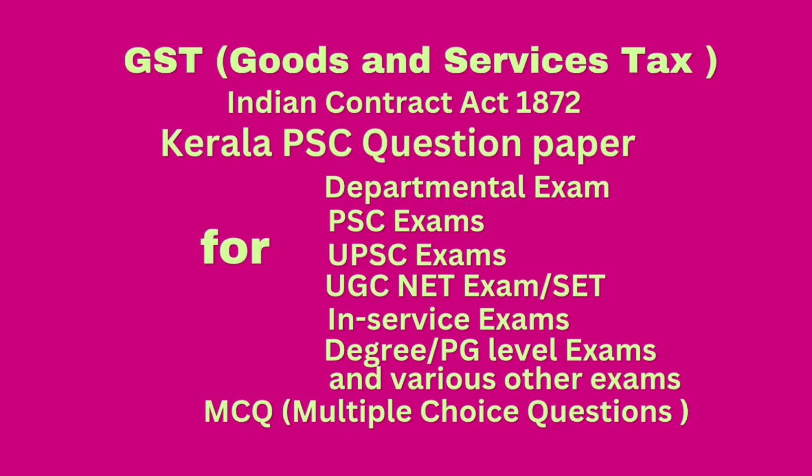Question number 4. Dash means a person who occasionally undertakes transactions involving supply of goods or services or both in the course or furtherance of business, whether as principal, agent, or in any other capacity in a state or a union territory where he has no fixed place of business. Answer: casual taxable person. Question number 5.